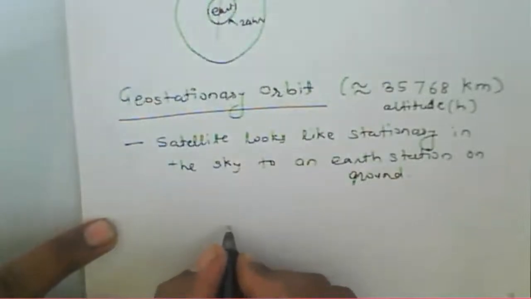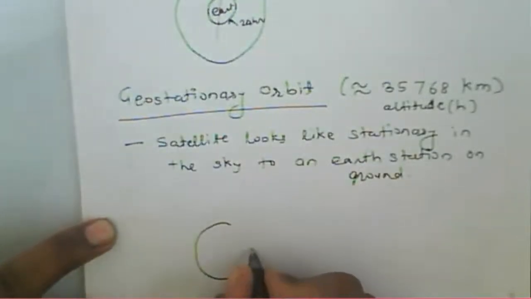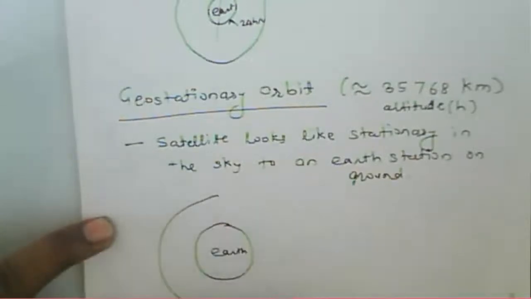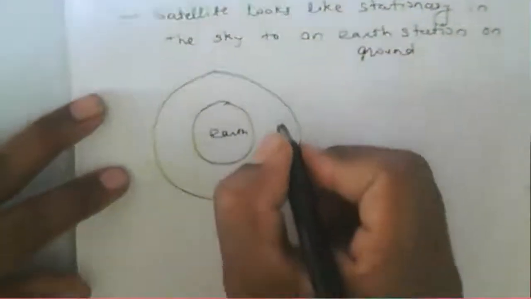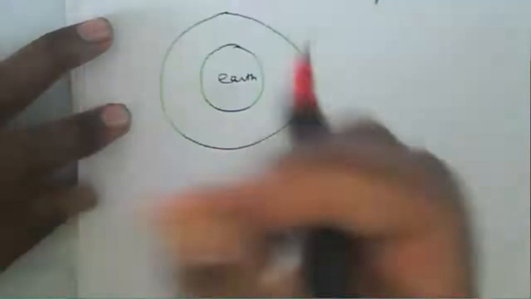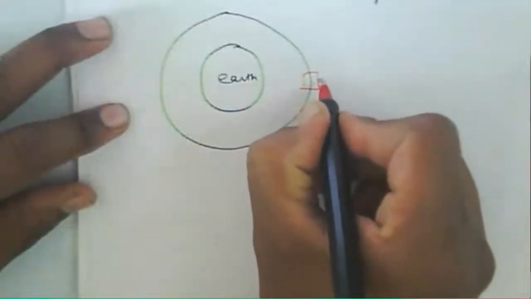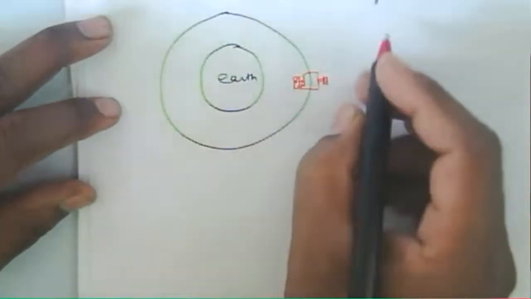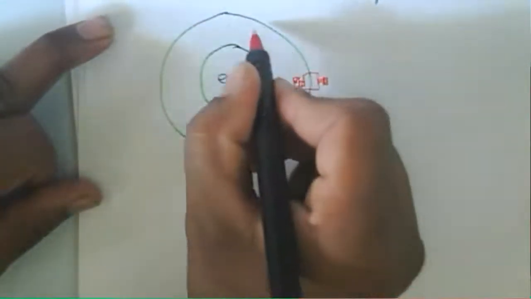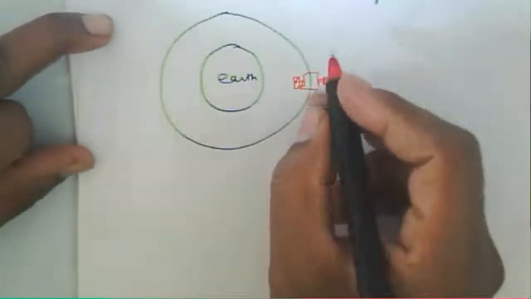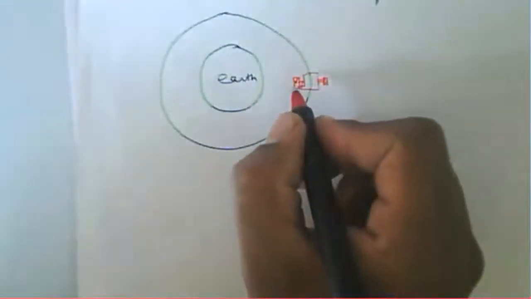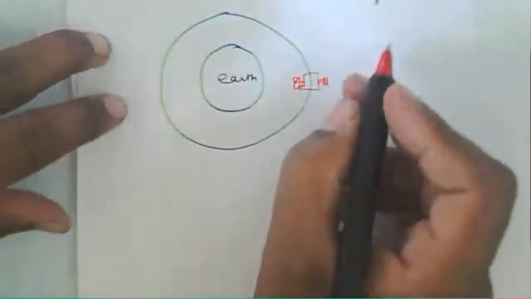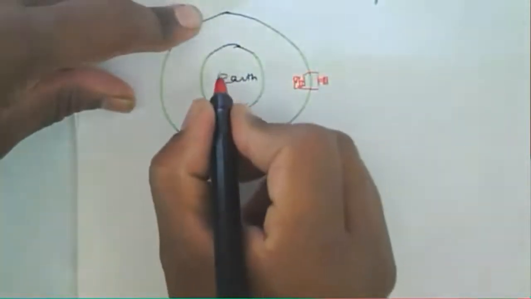Now what does it mean by that? It means that the Earth is there and we have the satellite. This one is about the Earth and we have the satellite here. Both take one rotation. The satellite will be rotating around the Earth, and the Earth is also rotating.